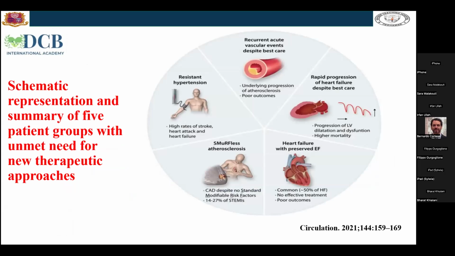This slide shows the systematic representation and summary of 5 patient groups with unmet need for new therapeutic approaches, where we need large randomized controlled trials or large databases like UK Biobank data. From there we can assess recurrent acute vascular events despite the best care, rapid progression of heart failure despite best care, heart failure with preserved ejection fraction, atherosclerosis, and resistant hypertension.